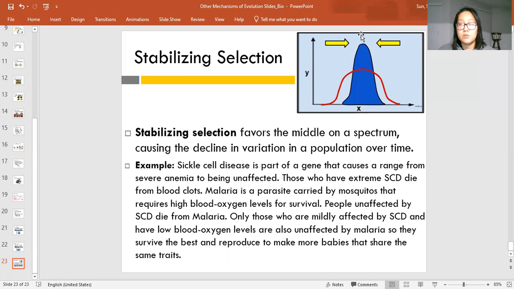So that middle section, where they have a little bit of effect by sickle cell and don't get infected by malaria, they're the ones surviving and reproducing, so their population increases in size until it is at the highest point, and then there's not very many people who have extreme sickle cell, and there's not very many people who have normal blood cells either, because malaria is killing them all. So in an environment with malaria and sickle cell disease, you get stabilizing selection, or stabilizing that middle to make it stronger and heavier.